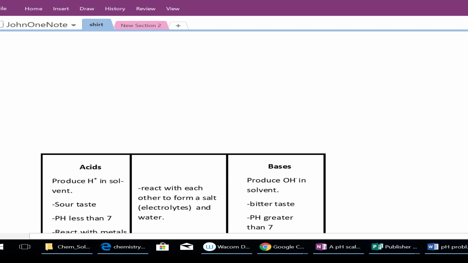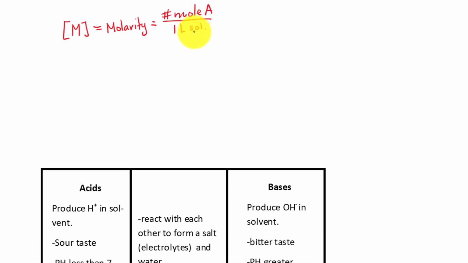In the previous lessons, we learned about concentration, and concentration is represented by the letter M. Now, M is molarity, and we know that molarity is based on 2 units. Molarity basically is equal to the number of moles divided by 1 liter of solution. A solution consists of 2 things.